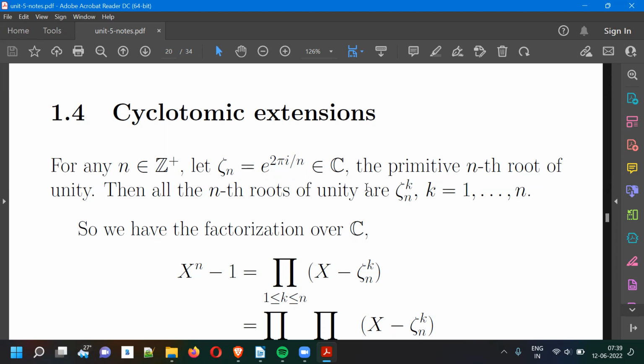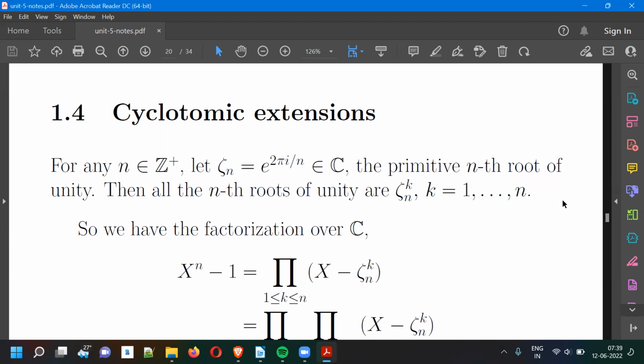Then all the nth roots of unity are just powers of zeta n from 1 to n, right? So zeta n raised to k, where k goes from 1 to n. And zeta n raised to n is in fact equal to 1. So these are all the nth roots of unity. There are n of them.